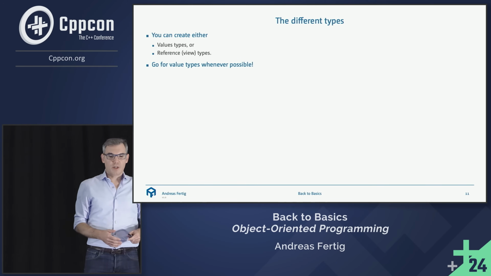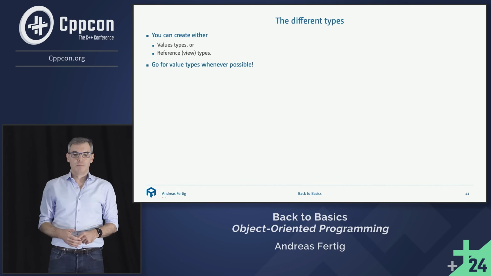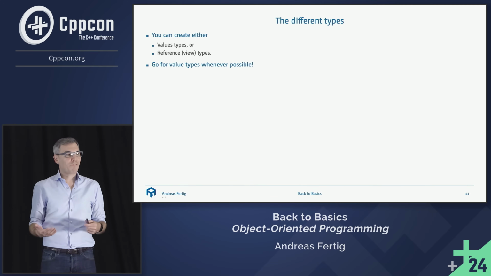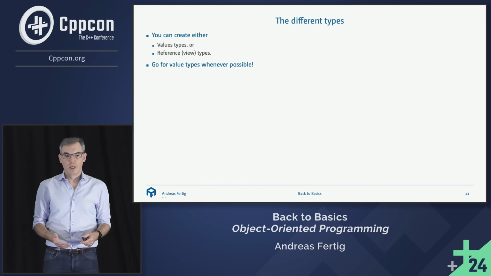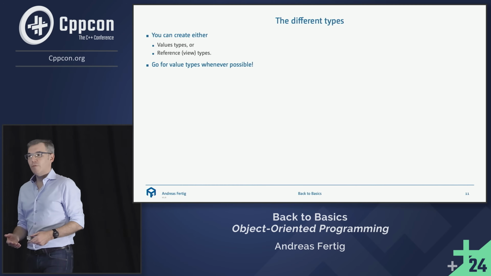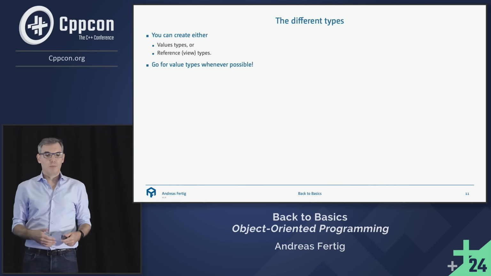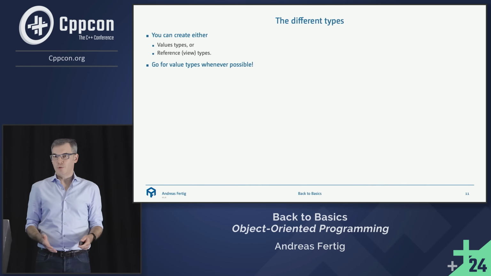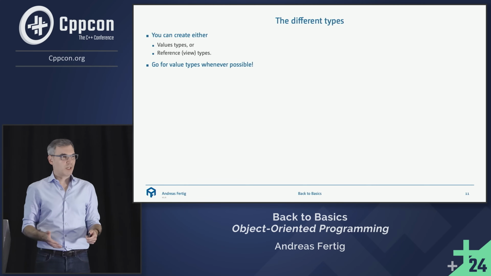If you're talking about creating types, we can basically create two different types. That's value types or reference types, also sometimes referred to as view-like types. If you have a choice, go for value types. Value types means creating your type and following the rules as int does. So do everything as ints do. That's the main idea here.